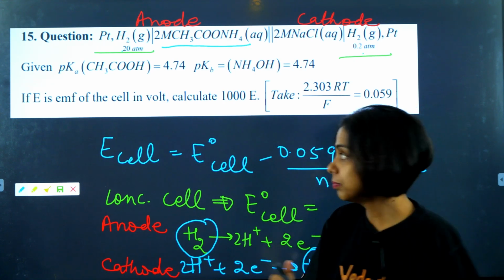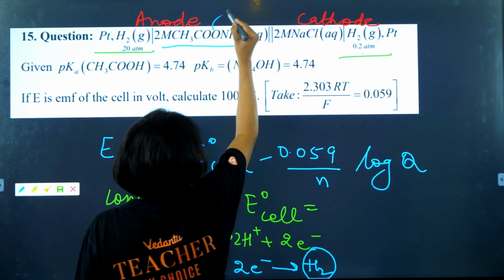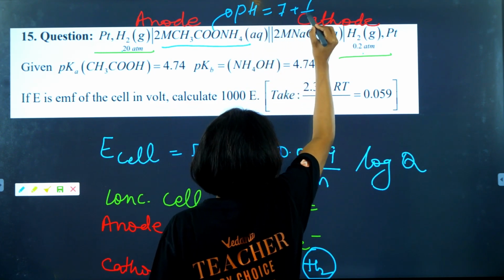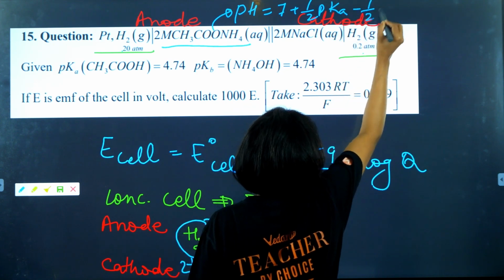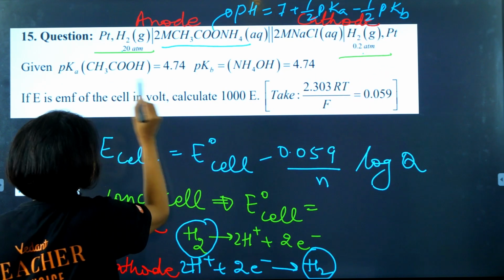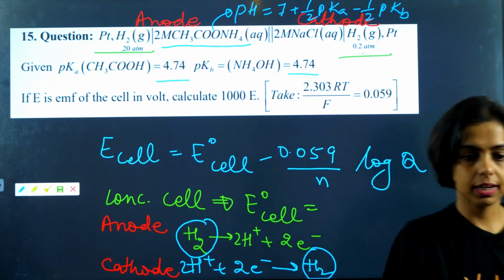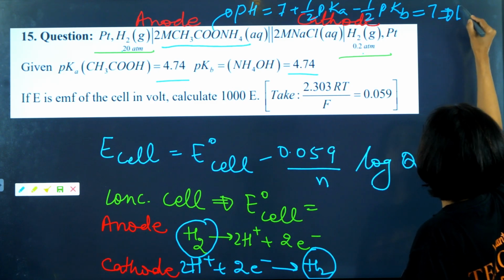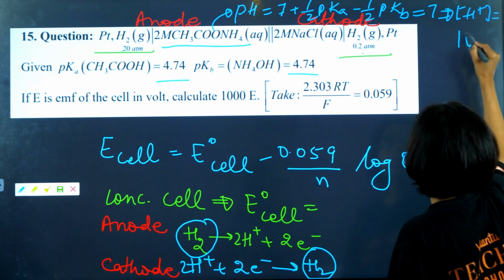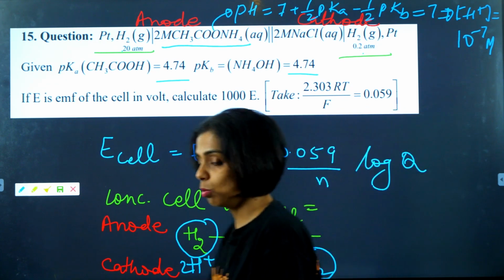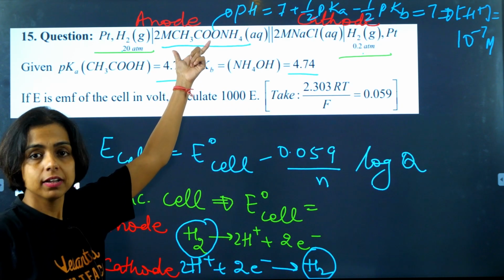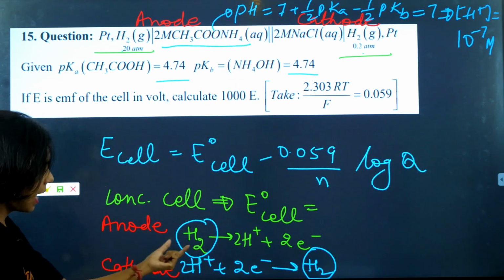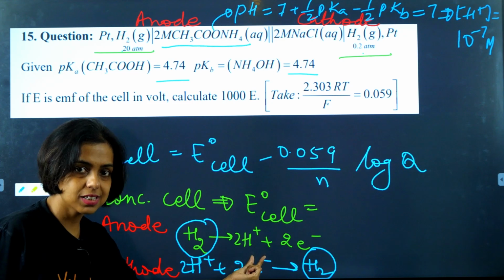Remember salt hydrolysis, right? The pH of this solution will be 7 plus half of pKa minus half of pKb. Ka, Kb both are same. Acetic acid, ammonium hydroxide, right? That means in this case, the pH comes out to be 7. That means the concentration of H positive ion in the anode compartment is 10 to the power minus 7 molar. pH is 7 because we have a salt of a weak acid and a weak base whose pKa, pKb is same. So in the anode compartment, the concentration of H positive ion is 10 to the power minus 7.